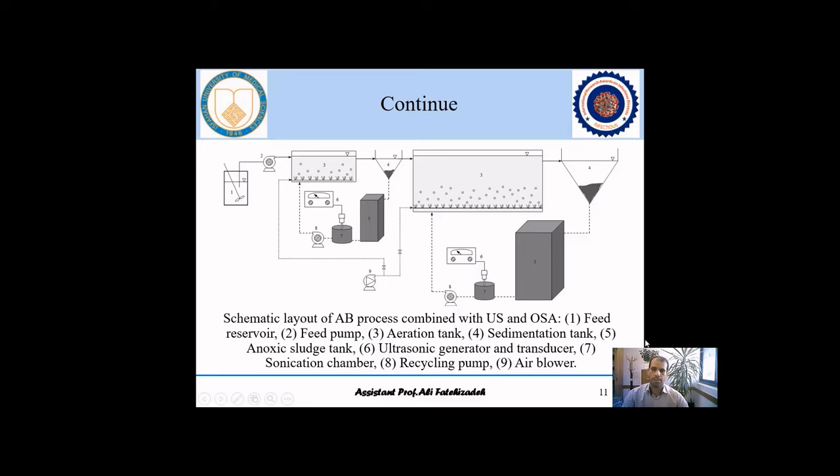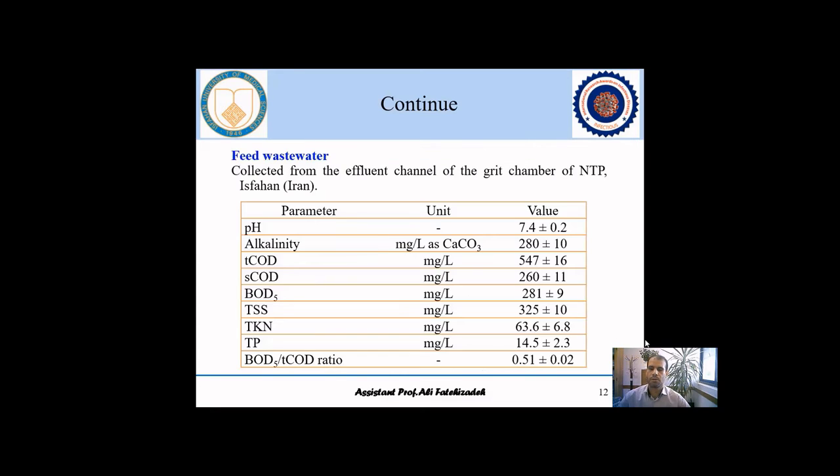Subsequently, 2 tanks were incorporated in the return sludge line to provide anoxic and sonication conditions, and hence the AB process with OSA and US process. During AB process and combined process operation, the MLSS in stage A and B were stepwise increased.